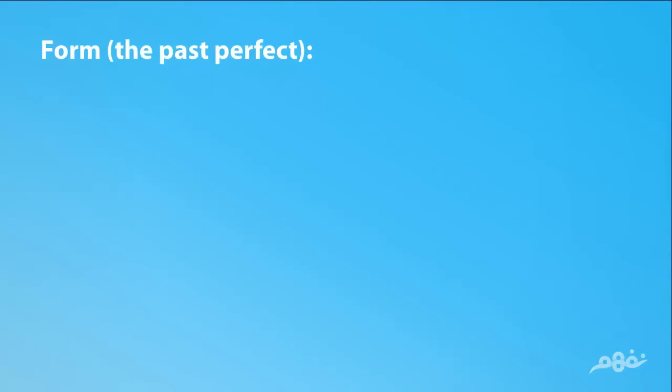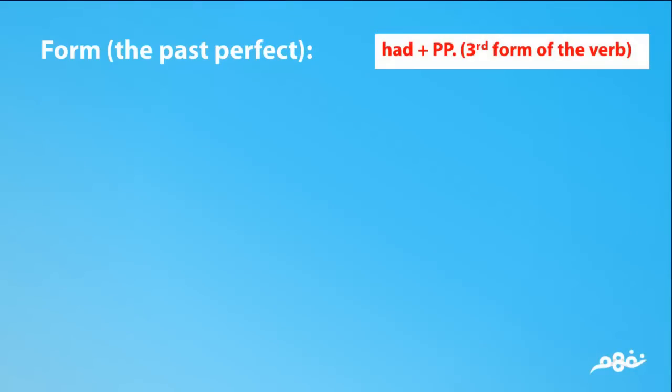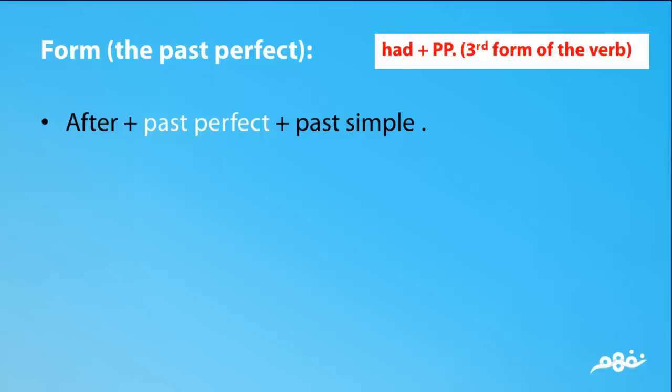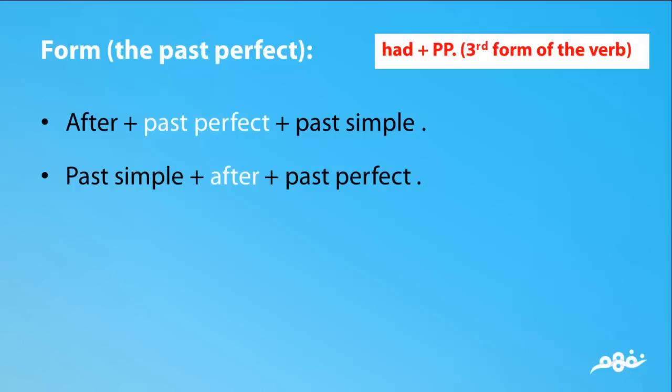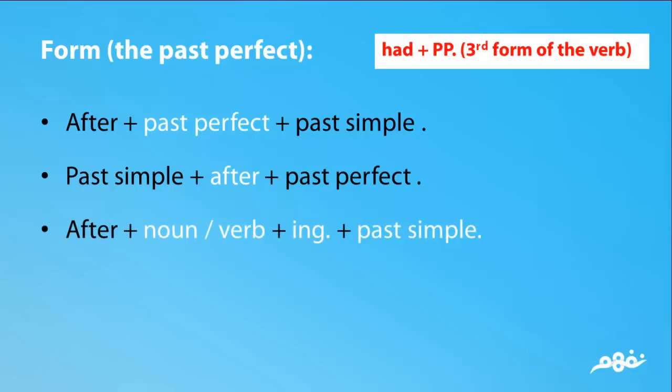For the past perfect, the past perfect consists of had plus the past participle, the third form of the verb. After is followed by past perfect and then past simple, or past simple plus after plus past perfect. After is followed by a noun or verb plus ing, then past simple, but in this case we don't use a subject after. After equals as soon as and when.